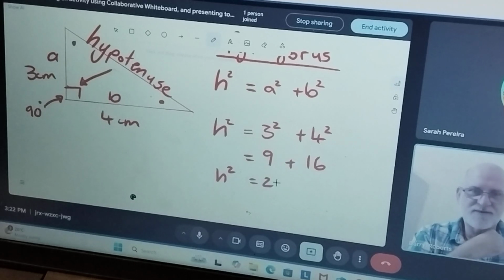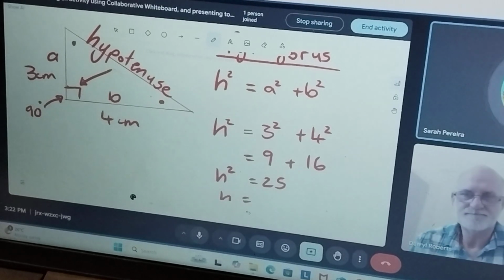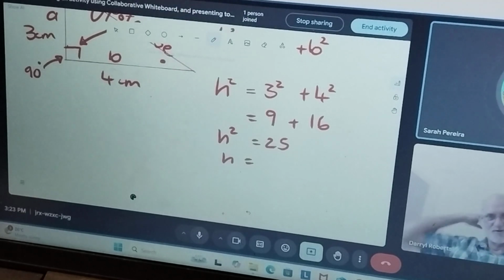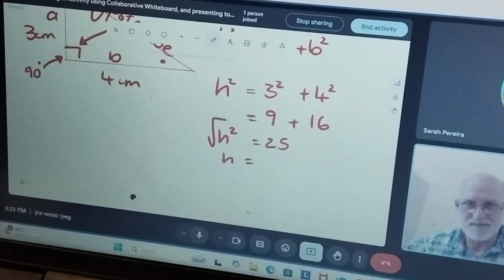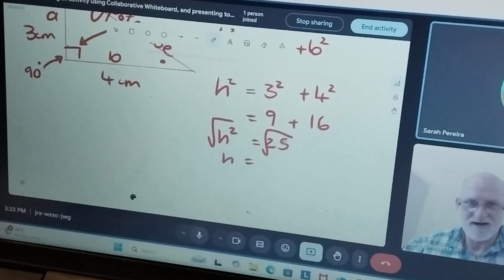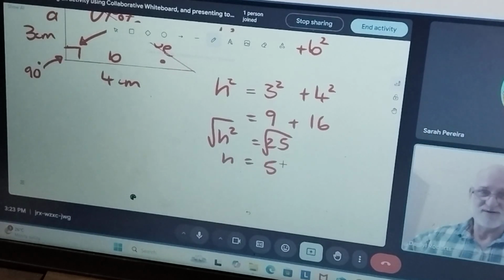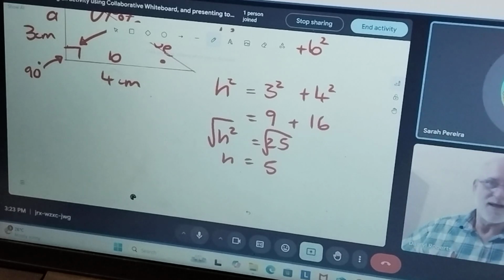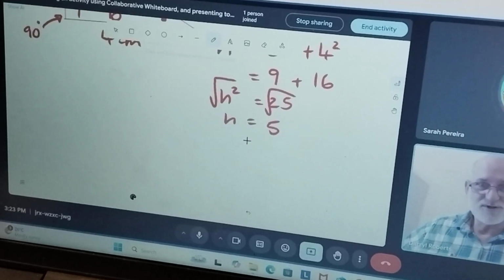So if that's the hypotenuse squared, what is the hypotenuse? What squared equals 25? Then I take the square root. Yes, do that square root button. 5. Good, it's 5, because 5 times 5 is 25. Okay. What if they ask you for a short side though, Sarah?